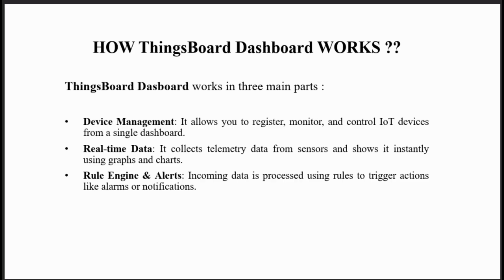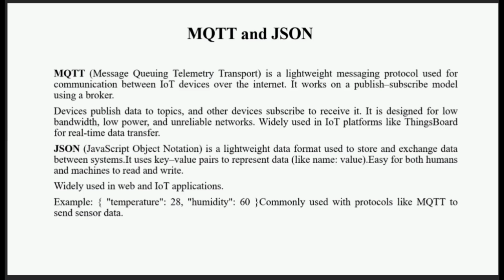Going forward, the MQTT and JSON. Let's understand the communication, MQTT. MQTT stands for Message Queuing Telemetry Transport, which works on the publish and subscribe model. Devices send data to a broker, and the platform subscribes and receives it. And JSON: JSON is JavaScript Object Notation, which is a very lightweight data format, efficient and simple, and it is used in ThingsBoard. It uses key value pairs, easy to read and transmit. For example, temperature is 28, humidity 60.